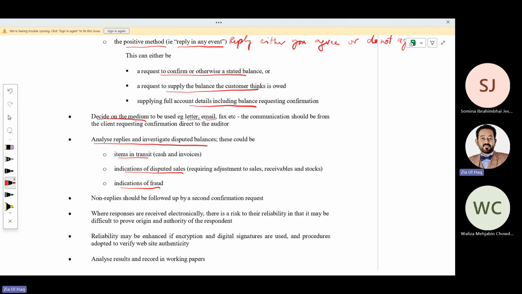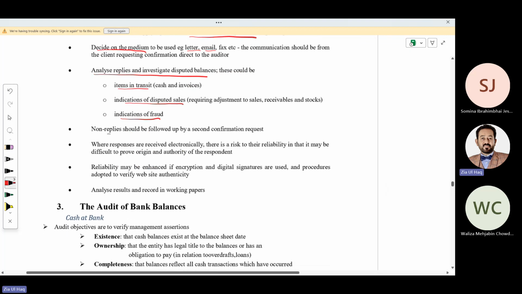But in case the customer does not agree with the balance, what do we need to consider? Either there are any items in transit, we need to check that. Or there are chances of disputed sales, that's why the customer is not agreeing with the balance. Or if both things are not there, this means there is a chance of fraud, meaning receivables are overstated. If the customer does not reply to your request, send a second request.